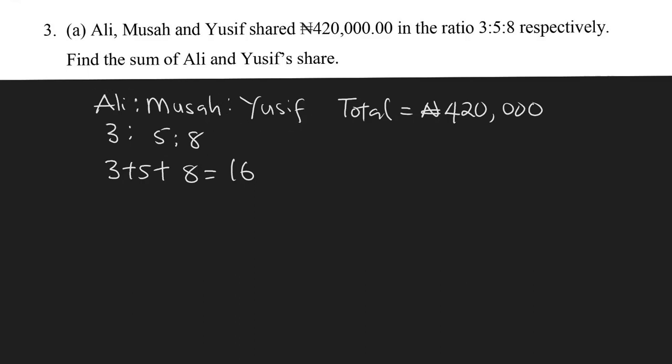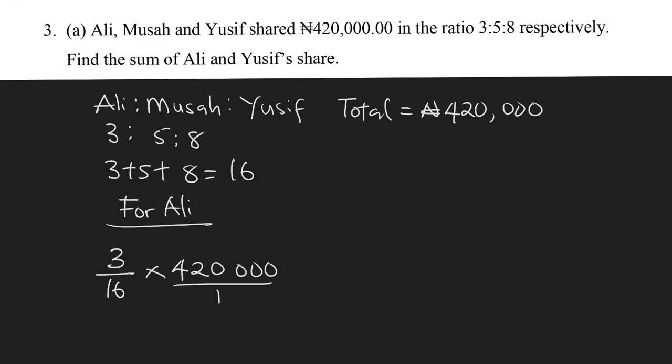That's the ratio. Following that manner, we are going to calculate the share of each person. Remember that we are given the total amount and the ratio, but we are not given the amount each of them will have. So in order for us to get the amount Ali and Yusuf will have, so that we can sum it, we have to calculate it. We start with Ali's share. Ali's ratio is 3, so we say 3 divided by the total ratio, which is 16, times the total amount, which is 420,000.